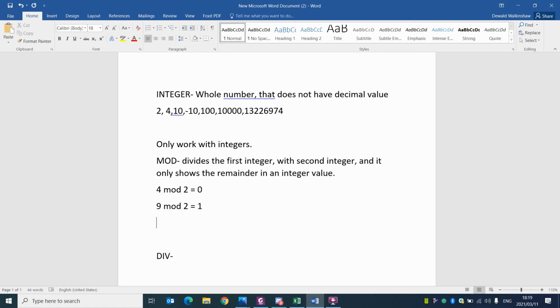If we take another example, like 21 mod 3, what would my answer be here?